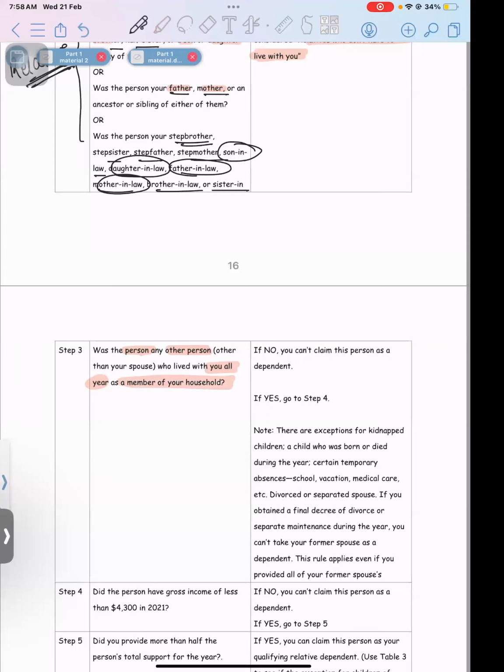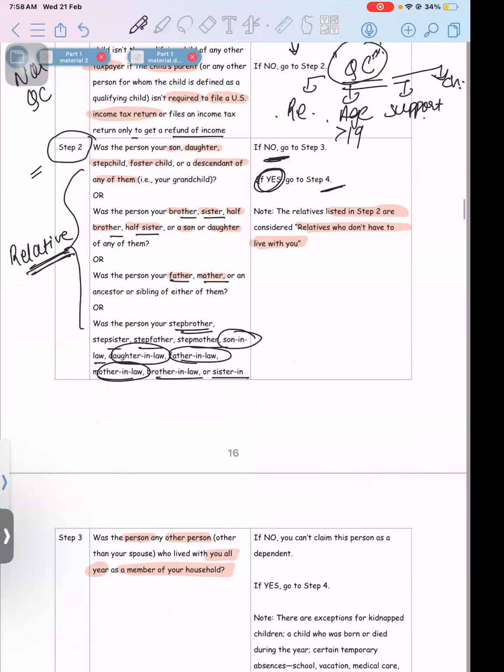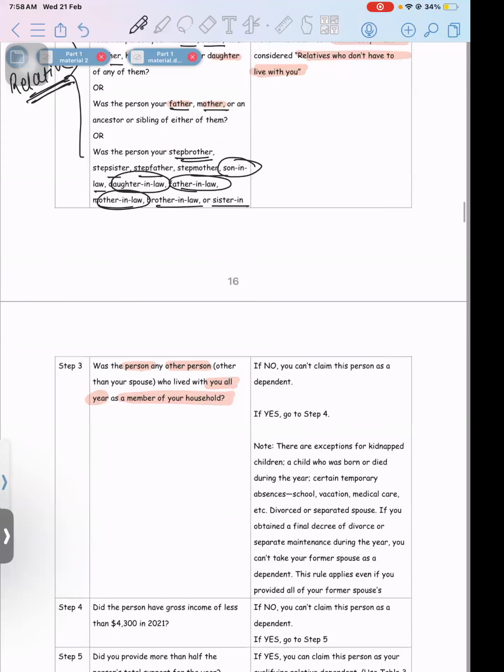Let's say your girlfriend is living with you in your home. Girlfriend is not a relative, girlfriend is not a qualifying child. Can I say that person is not fulfilling the second step? So you are going to check whether she is living with you for the whole year. If she is not living with you for the whole year, you can't claim her as a dependent. But if she is living with you for the whole year, go to step 4, meaning you can claim her as a dependent. But there are certain tests which you need to check.